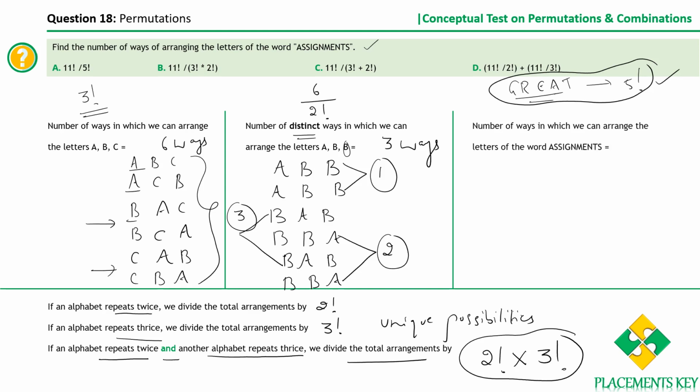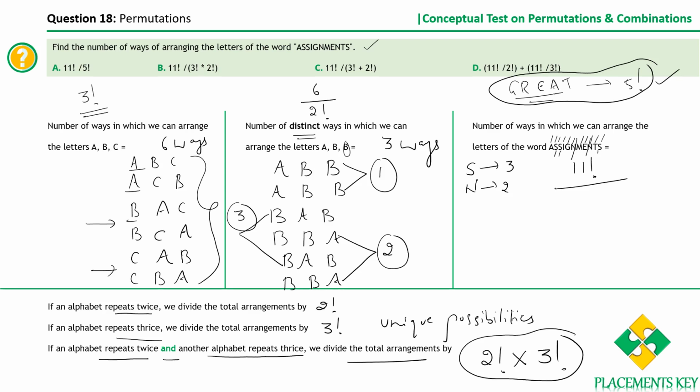Now let's take the given question, assignments. What is the first step? We have to count the total number of alphabets: 1, 2, 3, 4, 5, 6, 7, 8, 9, 10 and 11. So totally 11 alphabets are there. So I'm writing 11 factorial divided by, let's see what is repeated. We clearly see that S is repeated thrice, because we have an S here, an S here and an S here. And then we also have N repeated here and here, so N is repeated twice. Is anything else repeated? No.